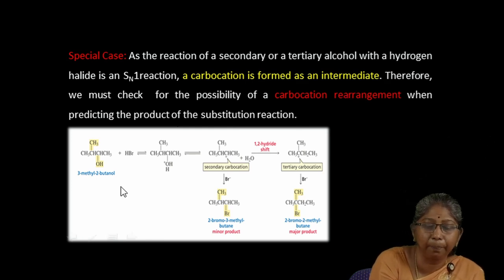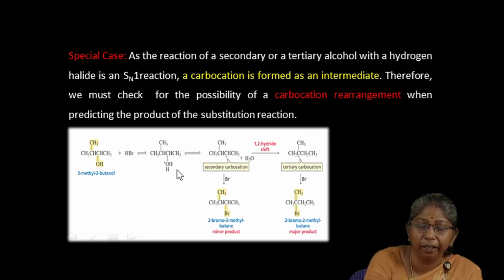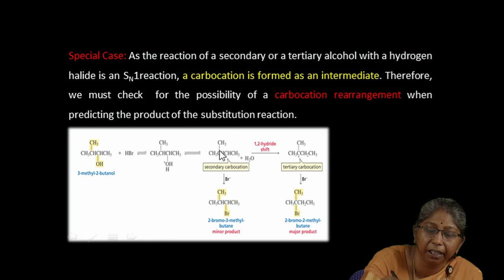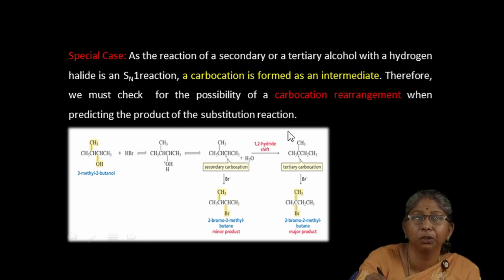Say I have taken an example, 2-methyl-2-butanol with HBr. First the bond is weakened, and after removal you are getting a secondary carbocation. Instead of forming a product at this position, which is the minor product, a hydride shift takes place. The hydride ion present on the nearby carbon shifts to this carbon, and you are getting a tertiary carbocation. This highly stable tertiary carbocation reacts with the bromide ion to form the major product.